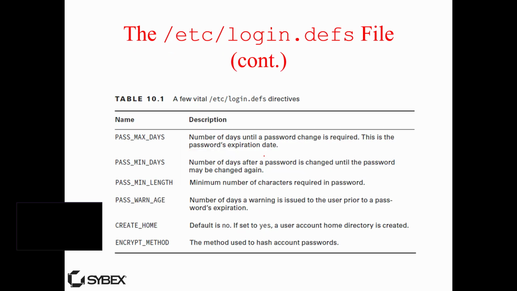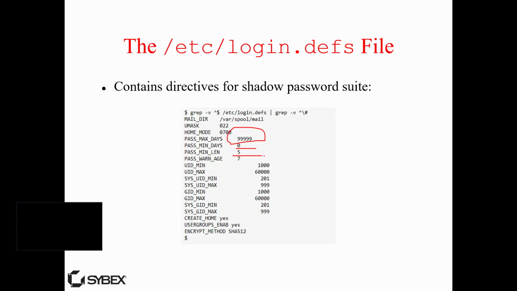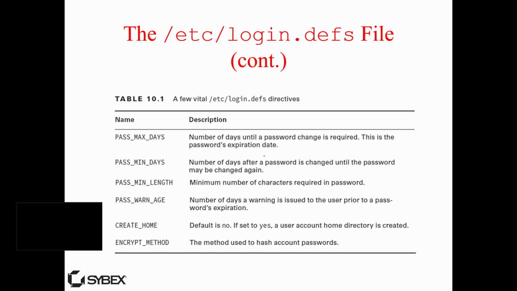And PASS_WARN_AGE. So user receives a warning before the password expires. You want the user to get some expiration notification ahead. So this is warn age 7, which means 7 days before the password is about to expire, the user starts to receive some notification. So if the user logs in, they receive a message saying, hey, your password is about to expire. So this is warn age, 7 days. If you want to, you can set it to 5 days or 10 days. It depends on your situation.